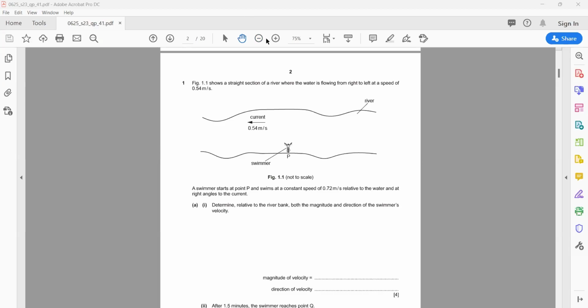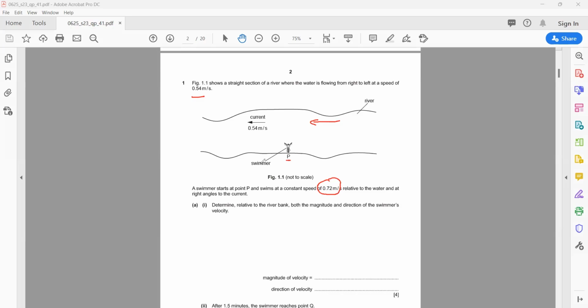Okay, so question number one, we will talk about question number one. They're saying that Figure 1.1 shows a section of a river where water is flowing from right to left, meaning water is flowing from this side. And the speed of the water is given here. A swimmer starts at P, swims at a constant speed of 0.72 meters per second relative to the water, at right angles to the current.